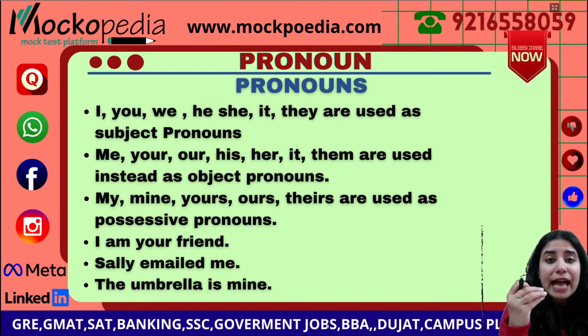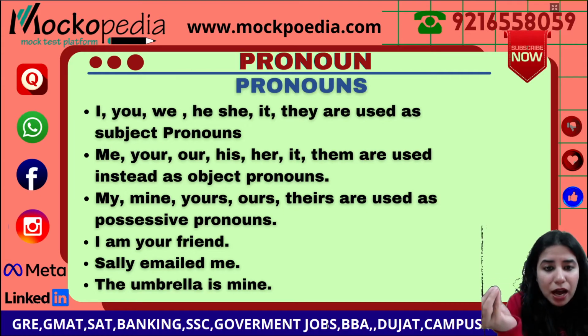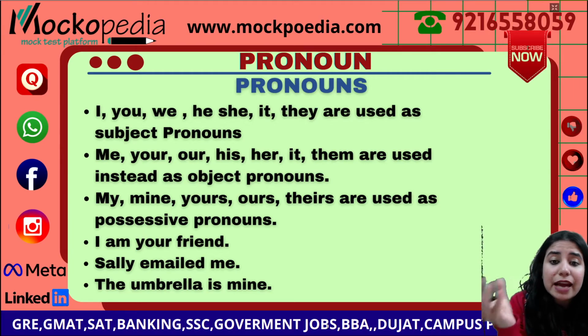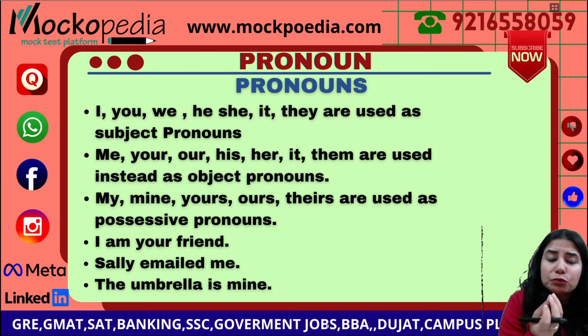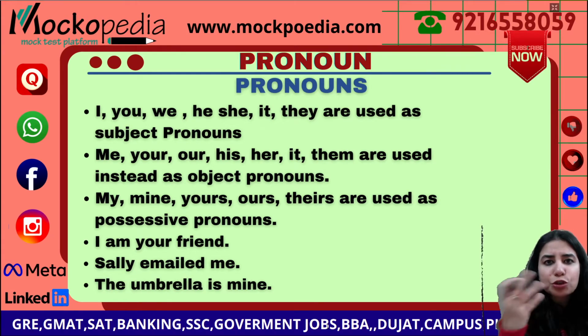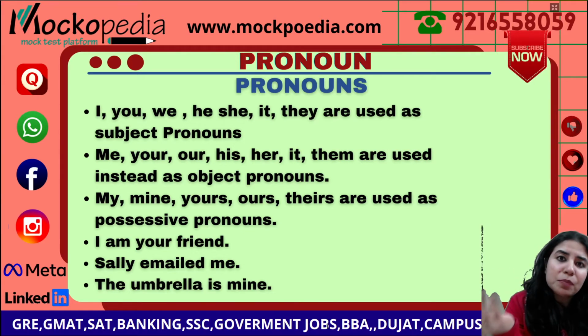Now, if I say "Sally emailed me", "it is your company", or if I say "this book is ours", "this is his car", "it is her dress", "it is their umbrella", here we are using the pronouns as object pronouns. Object means what is receiving the action. When I say "John met Rohan", John is the subject and Rohan is the object. So me, your, our, his, her, it, them are used as object pronouns.